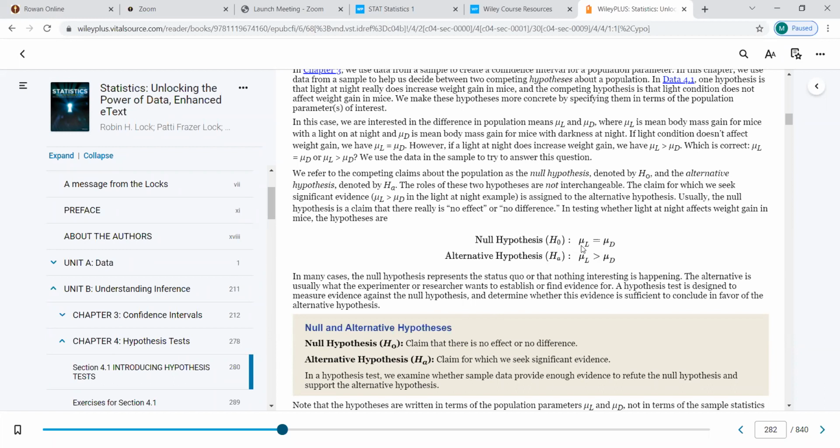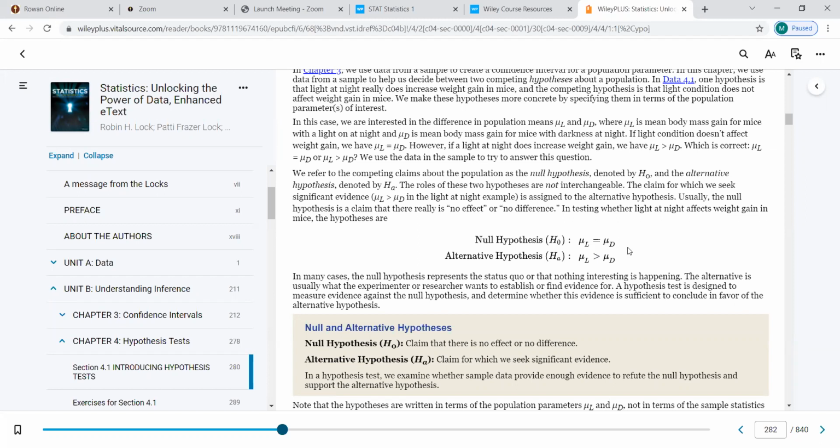And notice here, we use the Greek letter mu to represent the mean. In hypothesis tests, when we write the null and alternative hypotheses down, we write H sub 0 colon mu L, where L is the subscript, is equal to mu D, the two groups here. And mu is the population mean. So the hypothesis is all about the population parameter. It's never about the sample.